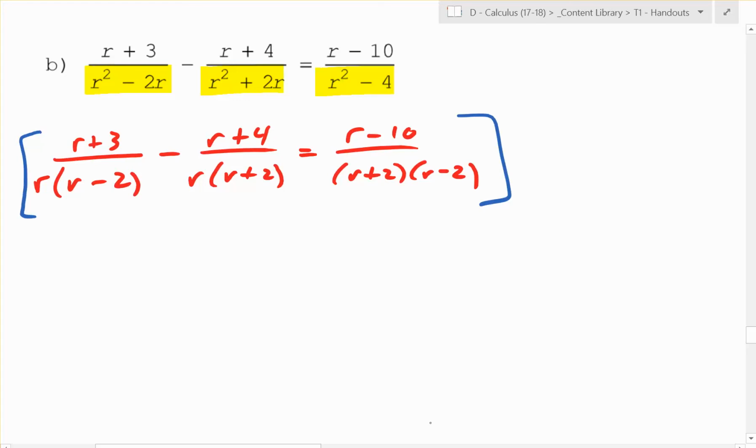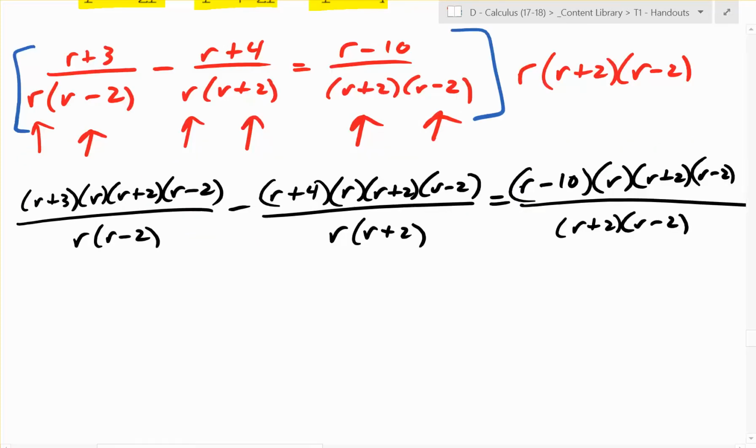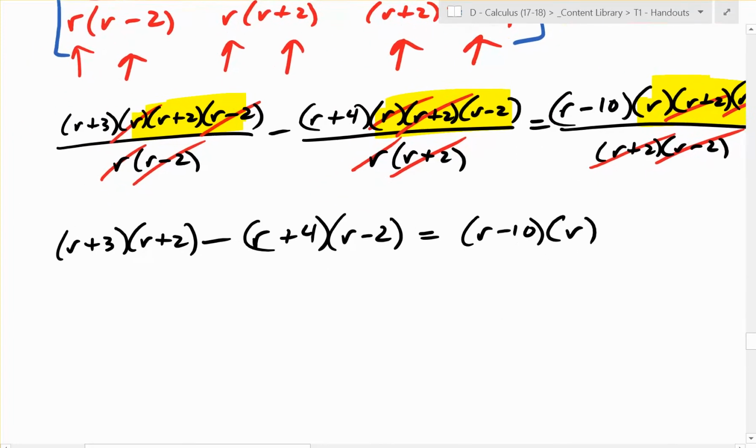Well, we need each piece of the term. So first, we know we need to multiply by r, because that's here and here. We know we have to multiply by r plus 2, because that's here and here and here, leaving us with just r minus 2. And it looks terrible in a way, but a lot of stuff will cancel. What happens when we multiply this out? Well, let's write out the whole thing. So all I've done is I've multiplied this into all three of them. So we do that because we want to cancel a lot. So this cancels, that cancels, that cancels, that cancels, r plus 2, r minus 2. So what are you left with? Lots of stuff cancels, and you have nice denominators of 1.